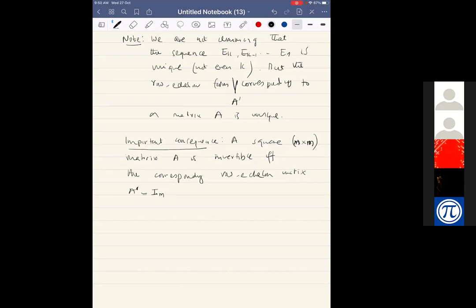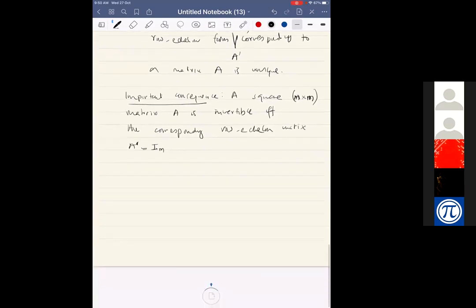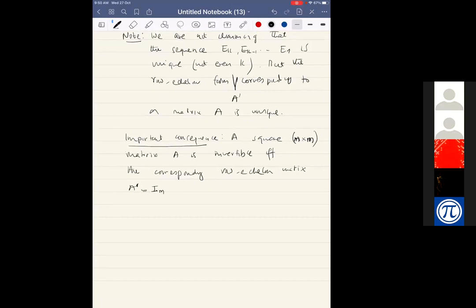Sir, will we be proving the uniqueness of the row echelon form? No, I will not be proving that also. In fact, I will be proving very little regarding this.